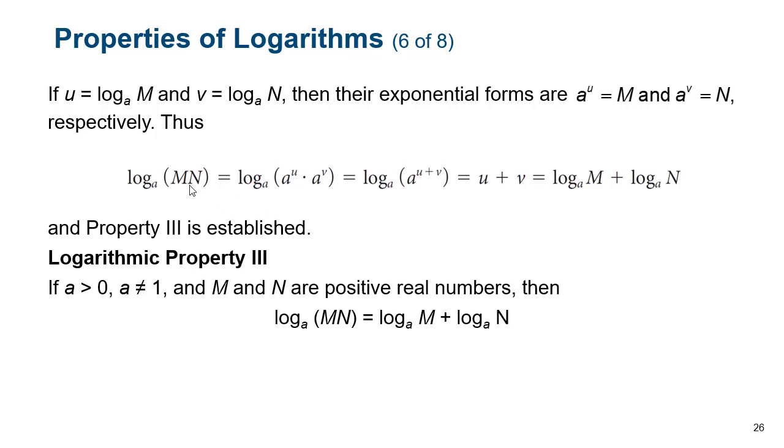And u plus v, by definition, up here, is just log m plus log n. So if we cut out the middleman, we can see that when we take the log of a product, we get the sum of the individual logs. So we get log of m plus log of n.